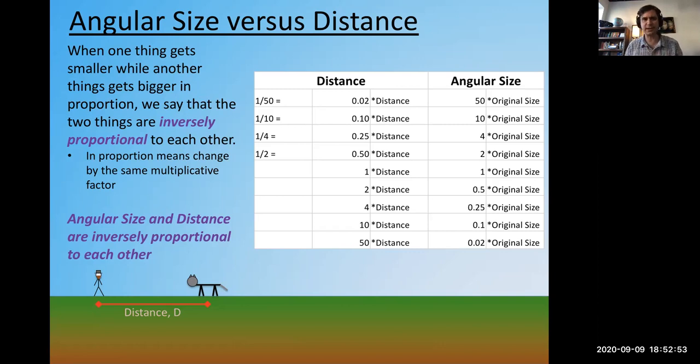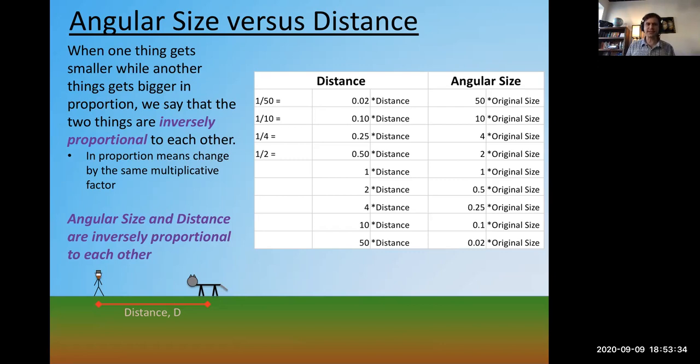And let me say that again, and I'll read this directly from the slide. When one thing gets smaller while another thing gets bigger in proportion, we say that those two things are inversely proportional to one another. So the angular size of this ball on your screen, as I increase the distance, I decrease the angular size. And they do so in proportion to one another. What do I mean by in proportion to? Here, in proportion means they change by the same multiplicative factor. So that multiplicative factor stays the same.